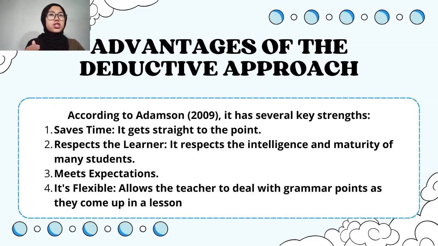And also the advantages of the deductive approach. Why should we consider using this approach? According to Adamson 2009, it has several key strengths. The first is that it saves time, getting straight to the point. Explaining a rule can be quicker than having students discover it themselves, leaving more time for practice.